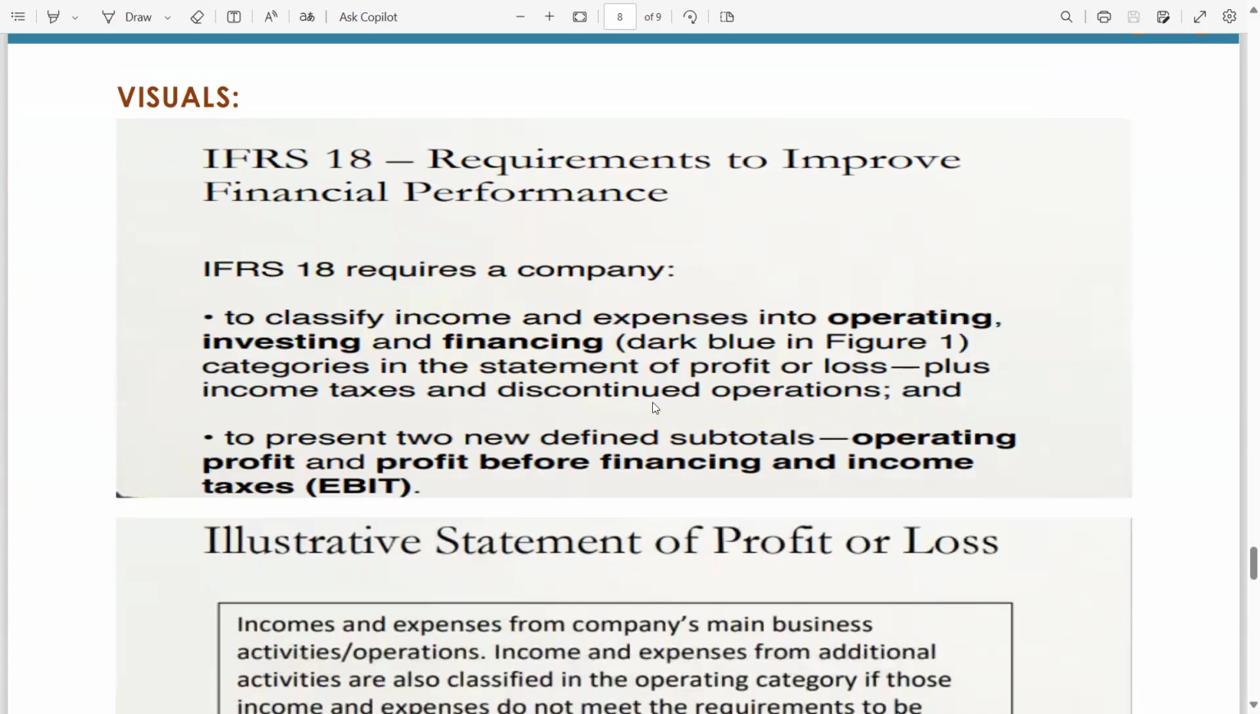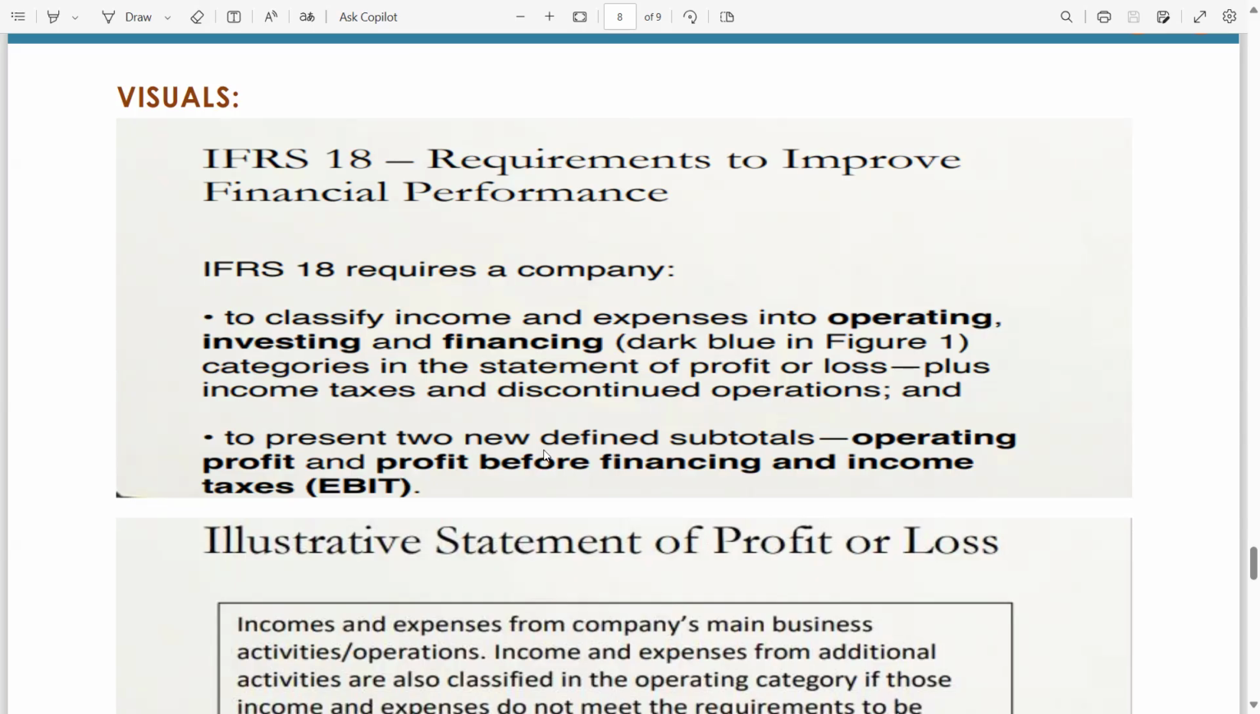IFRS 18 aims to improve reporting of financial performance. It requires an entity to classify income and expenses into operating, investing, and financing categories, which is given in the next visual under the dark blue, in the statement of profit or loss, plus income taxes and discontinued operations. So now it is categorized into five things.